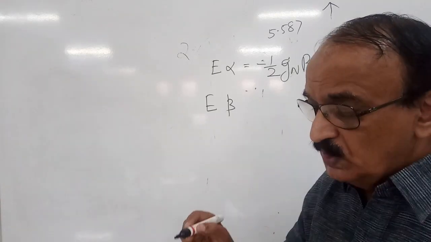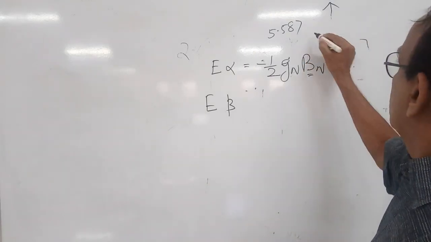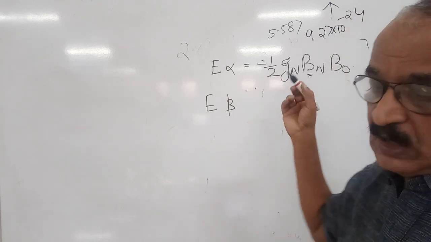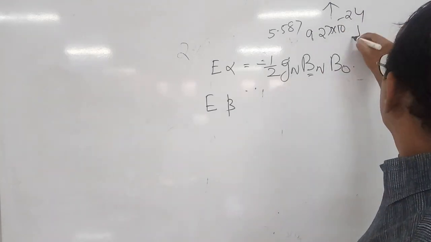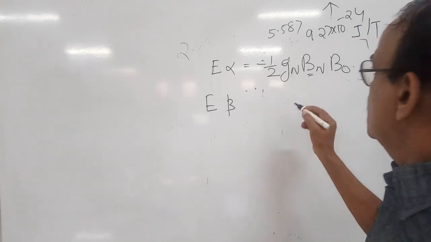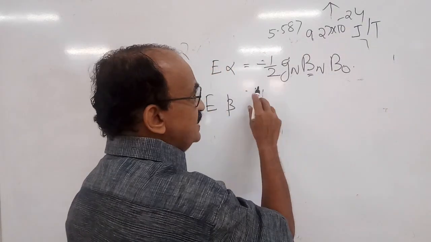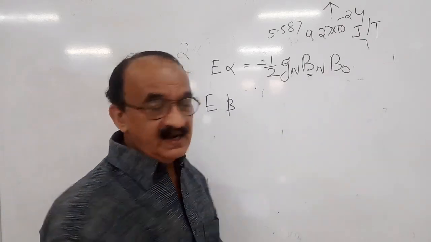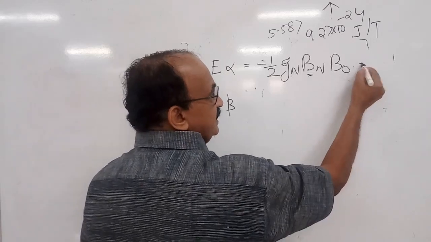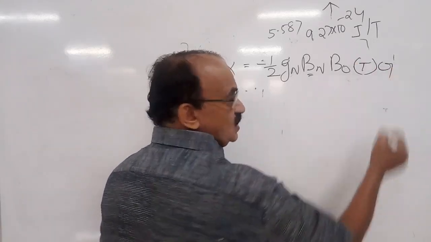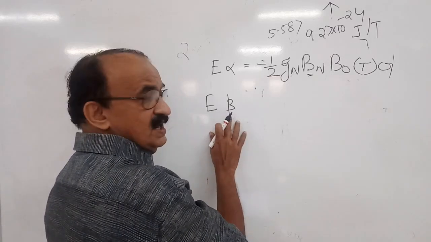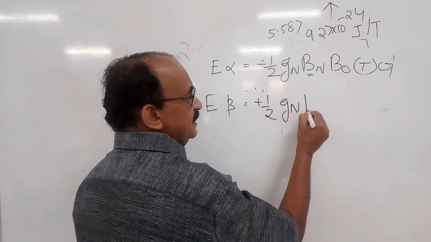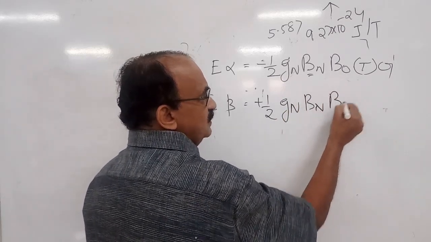And Bn, that is also constant, the nuclear magneton, is equal to 9.27 into 10 raised to minus 24 joules per Tesla. So the E alpha level has the energy minus half Gn Bn B0. What is B0? B0 is the strength of the applied magnetic field. B0 can be represented in terms of Tesla or in terms of Gauss. And the energy of the beta level is equal to half Gn Bn B0.